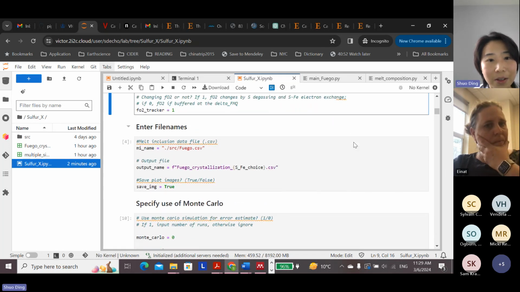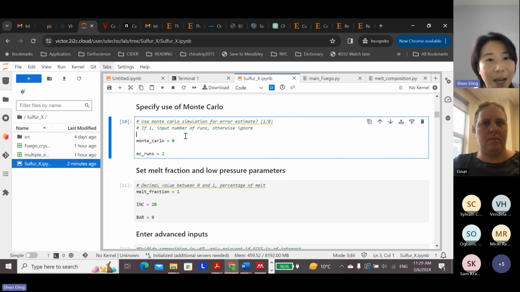Okay, so the next cell is about how SulfurX estimates the predicted errors. The main source of error it considers is the sulfur partition coefficients. The way it does it is it runs Monte Carlo simulations. When it calculates the partition coefficients, the KD, there is an error, or a range, coming from the KD calibration and the calculation.